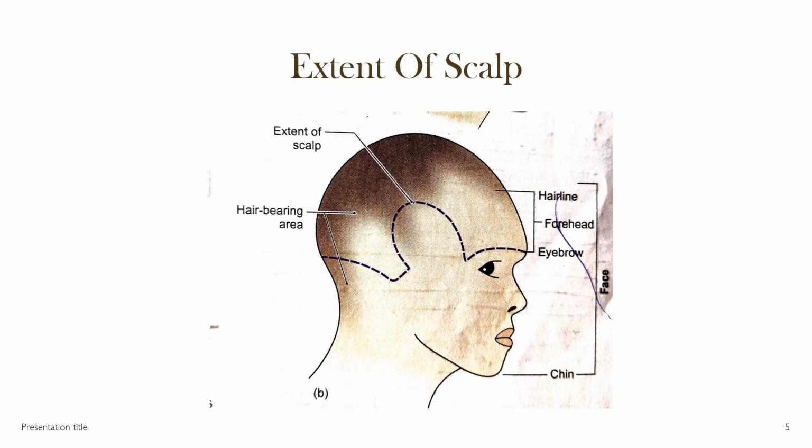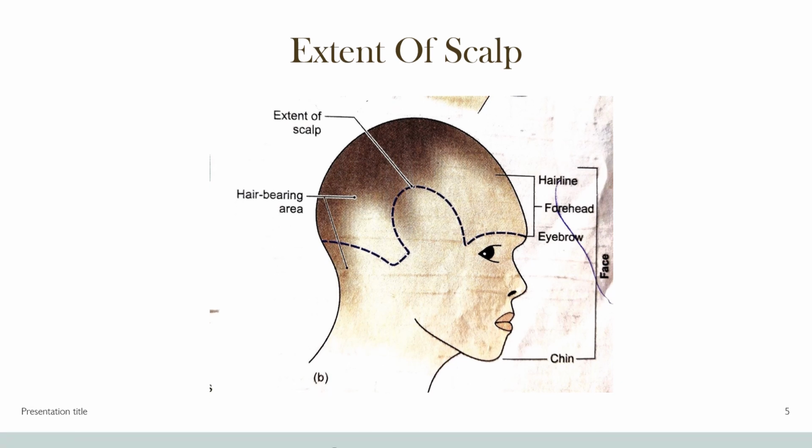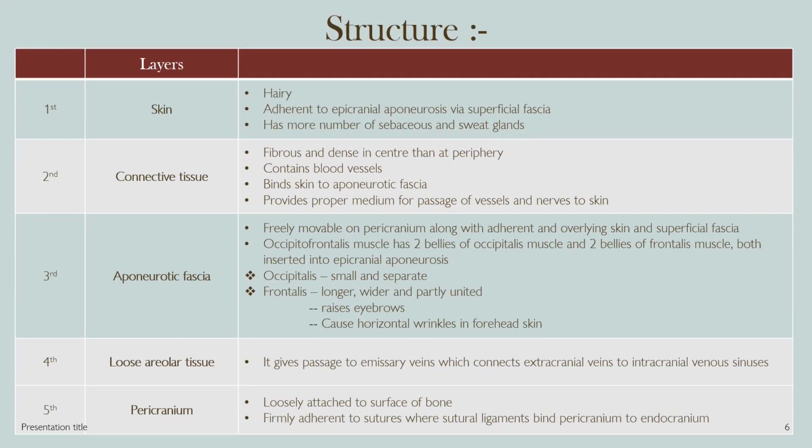Now we go to the next topic, and that is structure of the scalp. The scalp has 5 layers, and according to its name, SCALP: S means skin, C means connective tissue, A means aponeurotic fascia, L means loose areolar tissue, and lastly P means pericranium. From this mnemonic, you can remember the layers of the scalp, which is very easy to remember.